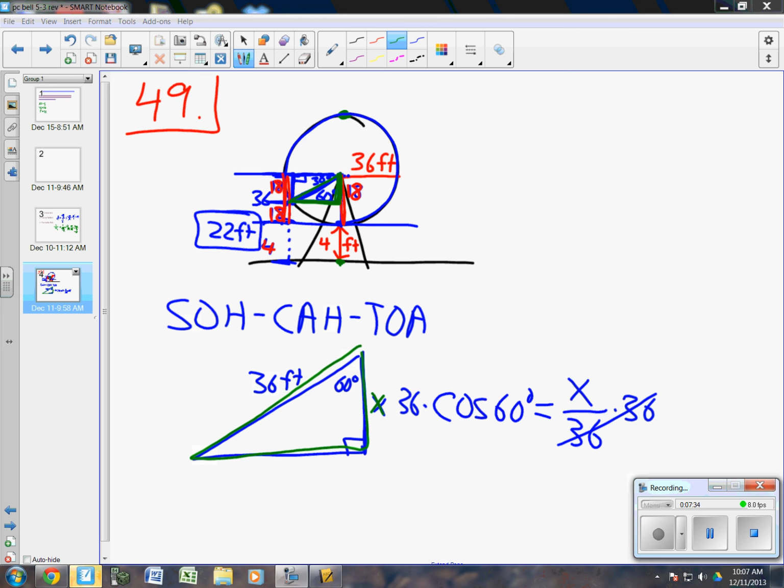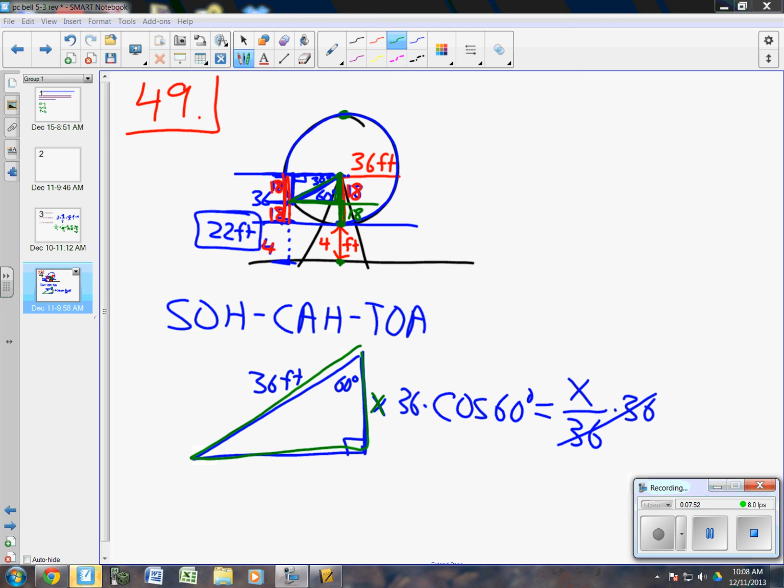Okay? So, if you notice, from here to here is a radius. That distance right there is 36. So that means that 18 plus 18 is 36. So if we cut it in half right here, that 18 plus that 18 makes 36, right?